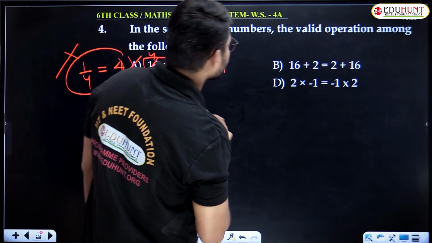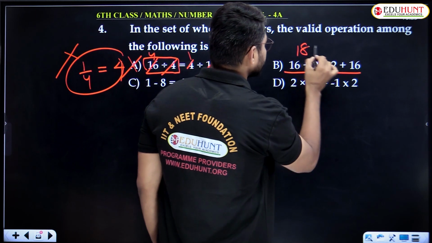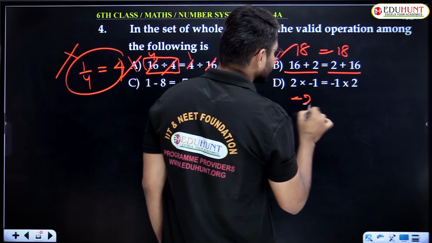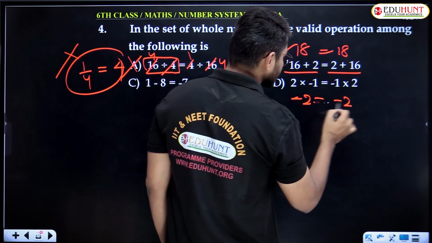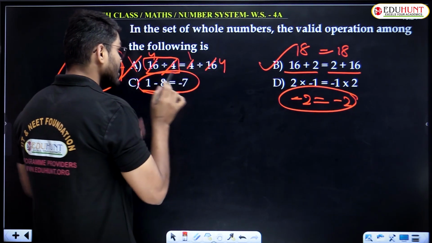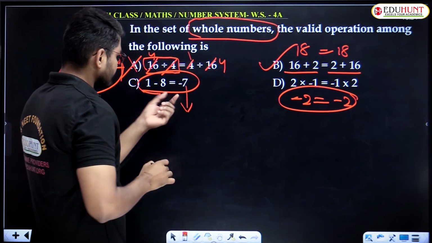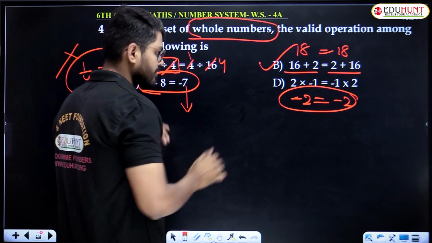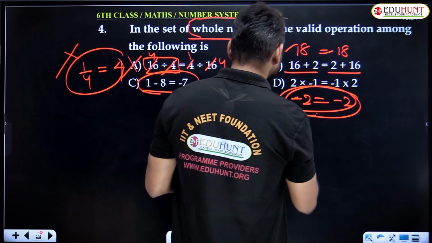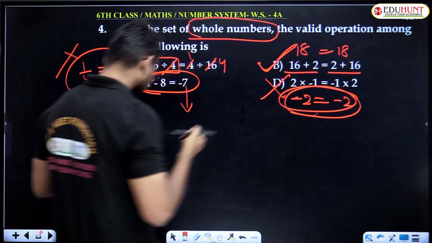1 minus 7. Next option. 16 plus 2 is equal to 2 plus 16. This is 18. This is also 18. This is true. And 2 into minus 1 is minus 2, and 1 into minus 2 is minus 2. This is also true. And 1 minus 8 is minus 7. This is also true. But the question is about whole numbers. Is minus 7 present in whole numbers? No. Is this minus 2 present in whole numbers? No. That means these two options are wrong. Now the answer for this question is B.